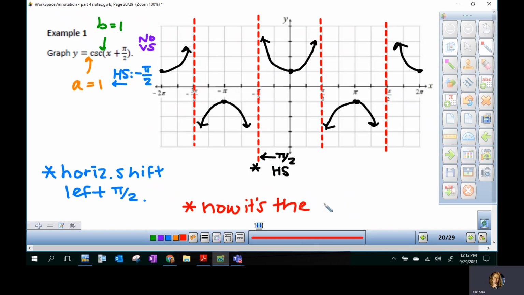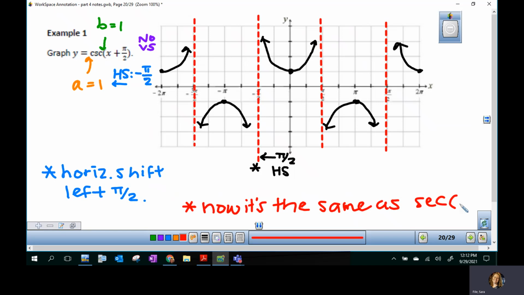Okay, so this is now the same as secant. So secant is just the cosecant graph shifted to the left, pi halves. So far, so good?